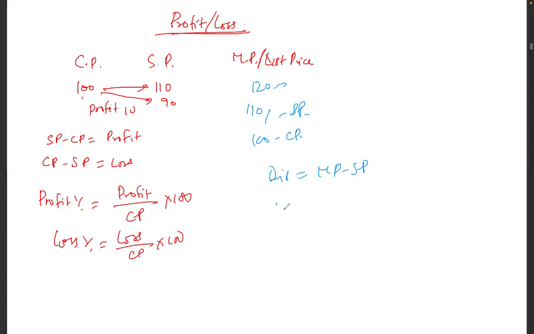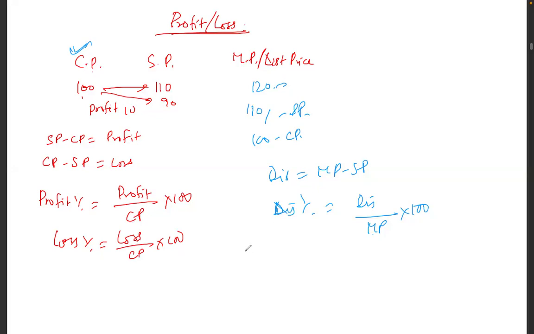Okay. Discount percentage is equal to actual discount divided by mark price into 100. So understand, discount is function of mark price, while profit and loss are function of cost price. Is that clear? Yes. Cool.